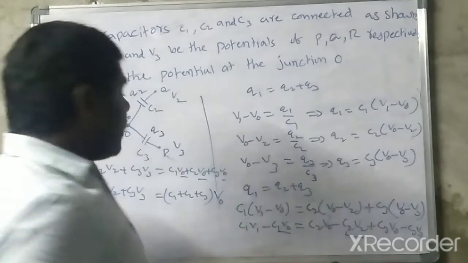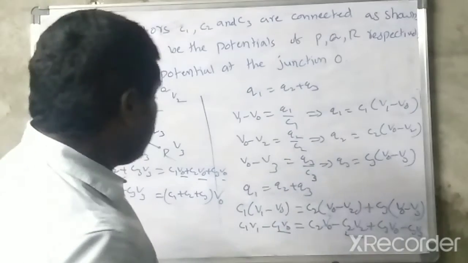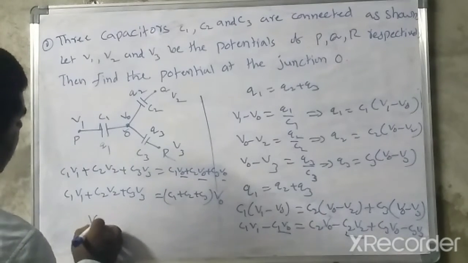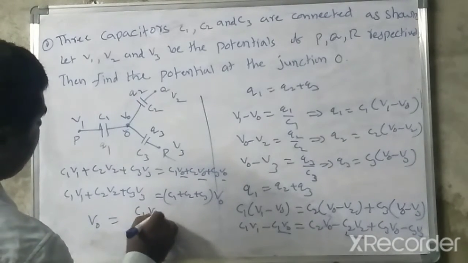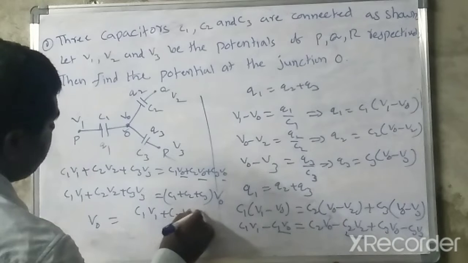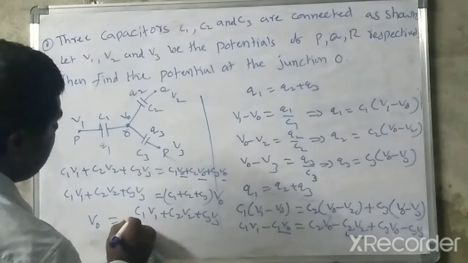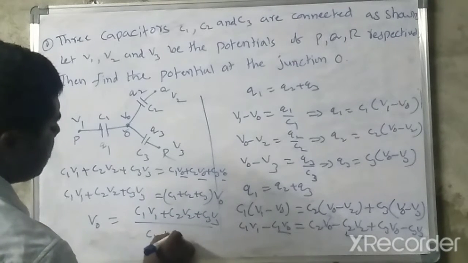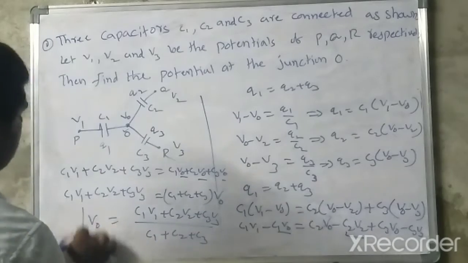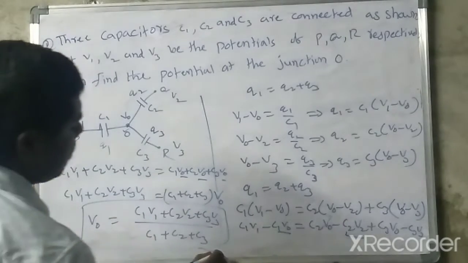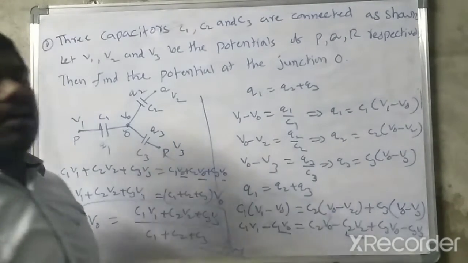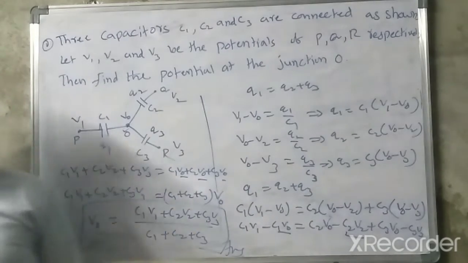So you may write V0 is equal to (C1 V1 plus C2 V2 plus C3 V3) divided by (C1 plus C2 plus C3). This is the answer to the question.